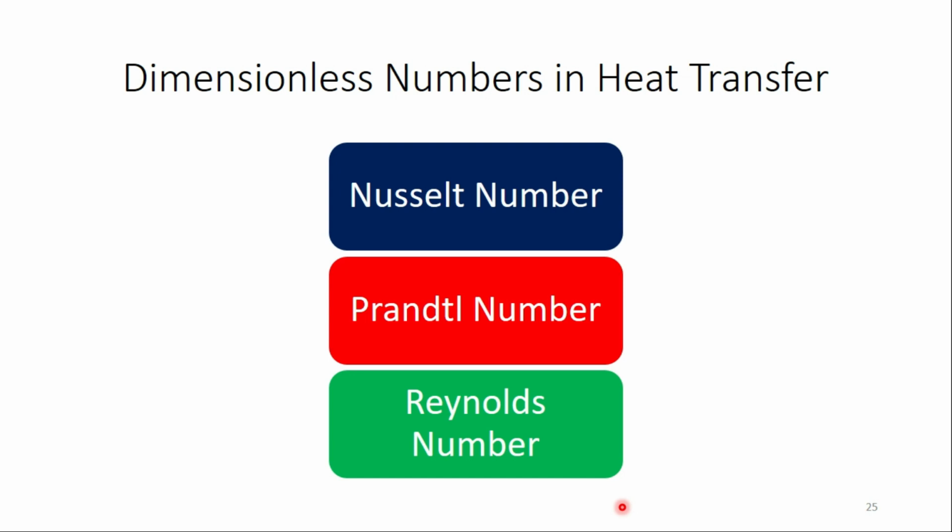So the next topic is the dimensionless numbers in heat transfer. In convection studies, it is a common practice to non-dimensionalize the governing equations involved in the process and to group the variables together into dimensionless numbers in order to reduce the total number of variables. Here we will discuss three dimensionless numbers: the Nusselt number, Prandtl number and Reynolds number, and we will see their definitions, formulas and their importance in the heat transfer course.